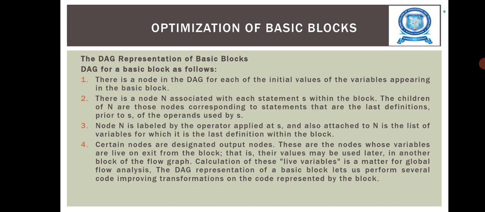Here certain nodes are designated output nodes. These are the nodes whose variables are live on exit from the block. That is, their values may be used later in another block of the flow graph. Calculation of the live variables is a matter for global flow analysis. The DAG representation of each block lets us perform several code improving transformations on the code represented by the block.